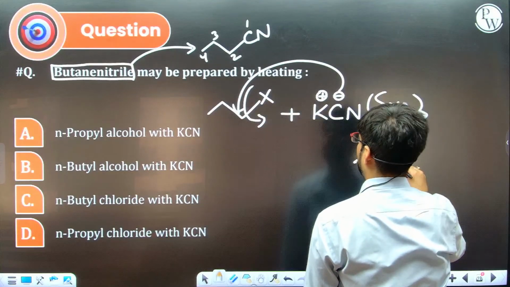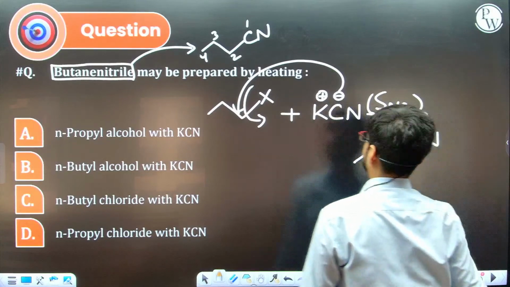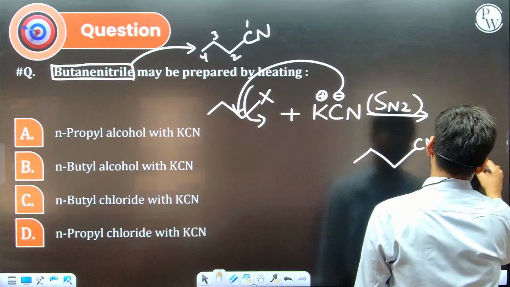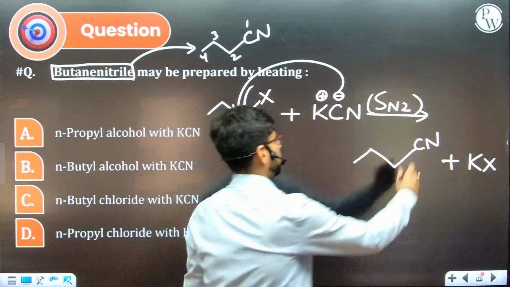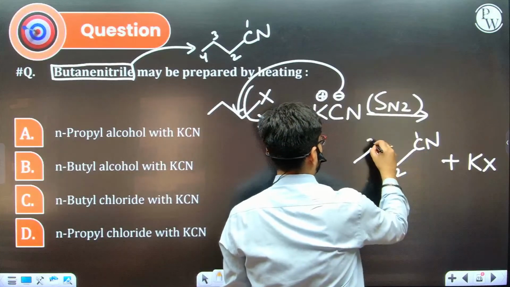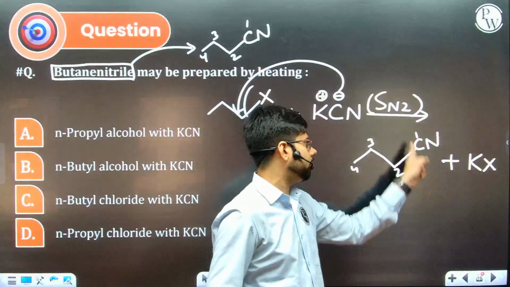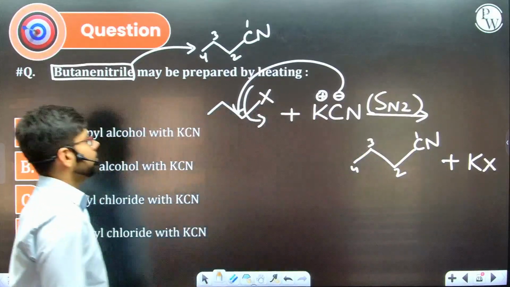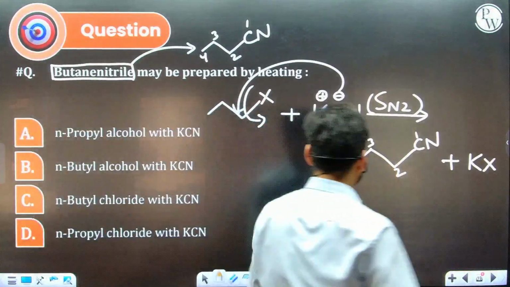So the product will be this one. This is the organic product. Now this is butane nitrile. If I write numbers according to IUPAC nomenclature, then this is what I'll get. This is butane nitrile. Nitrile means CN, and butane indicates that there are 4 carbon atoms.